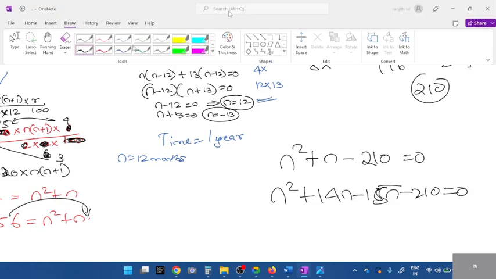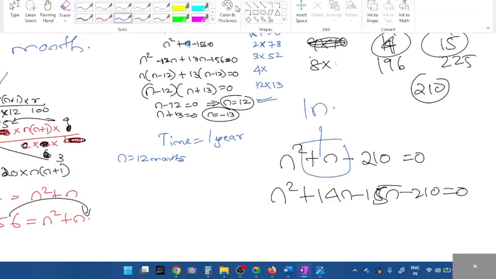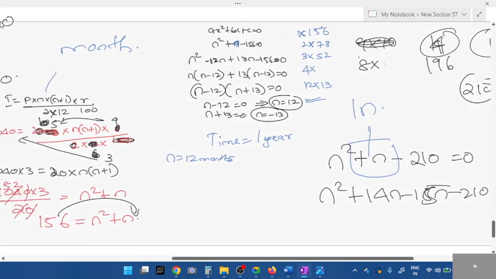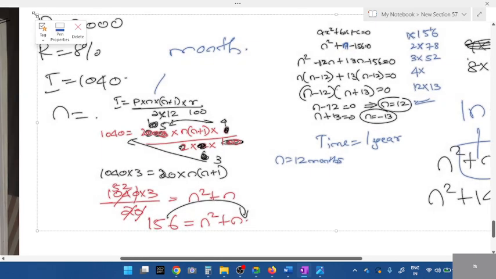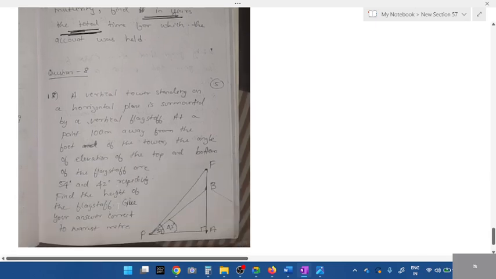When will you use this concept? When there is no value given here, only one single n value is given, 1n. This is the factorization concept. You can either do factorization or the long division method. Use the long division method and complete it. Next question.